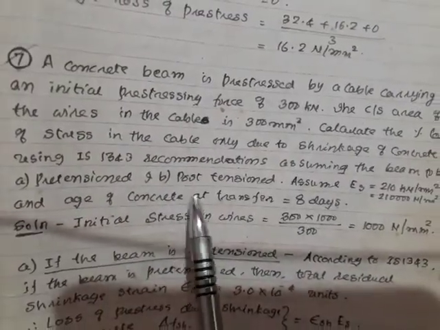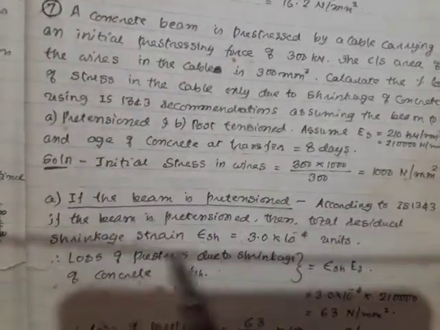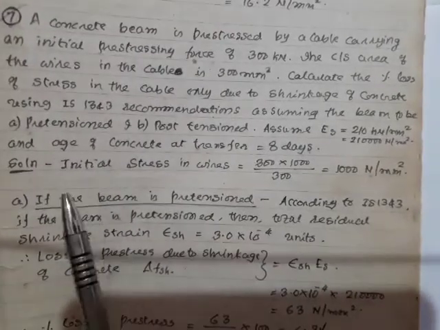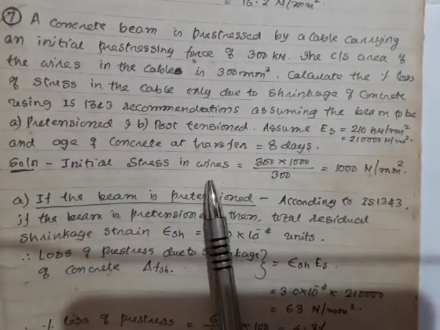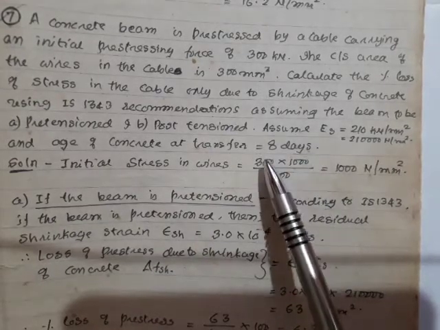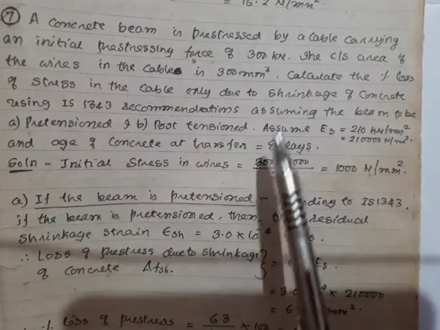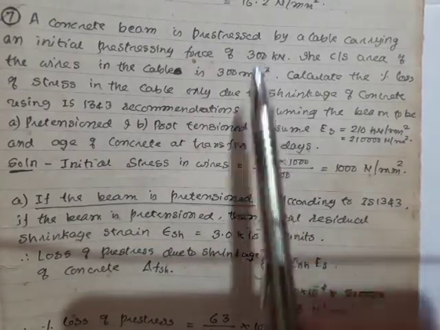And the age of concrete at transfer of pre-stress is 8 days. Okay, so now we'll see how it can be solved. But first, the initial stress in wires, as you know, is force by area. The initial pressing force is 300 kilonewton. As you see, 300 kilonewton is the force.